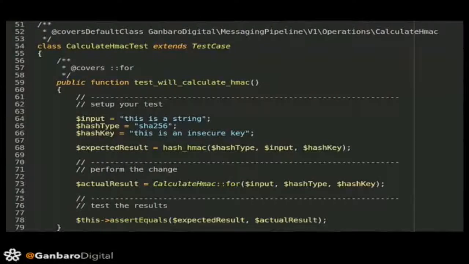What we're just doing here is proving that calculate HMAC works. That's all we're doing. That's a very simple unit test. You can train your junior developers to write this type of simple tests. They're easy to maintain. They're easy to understand. They're small. They're specific.